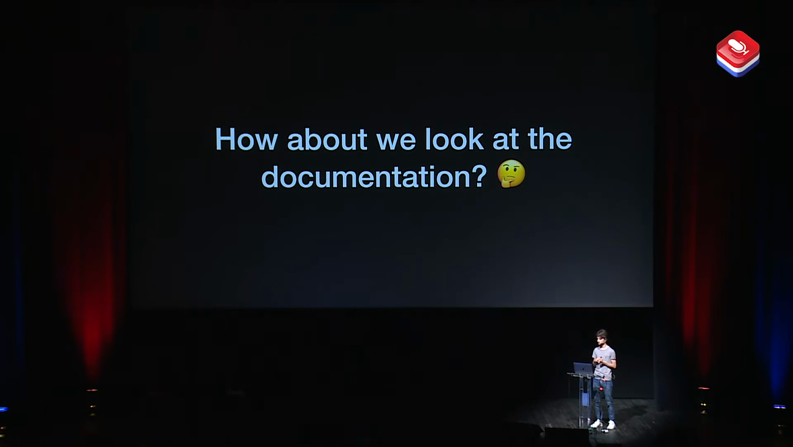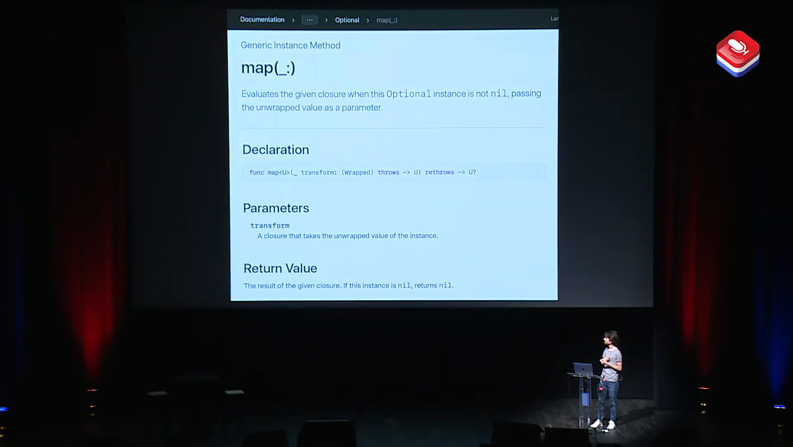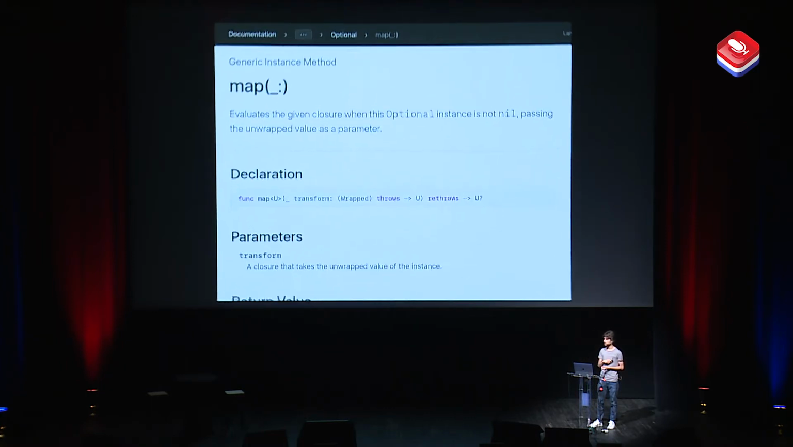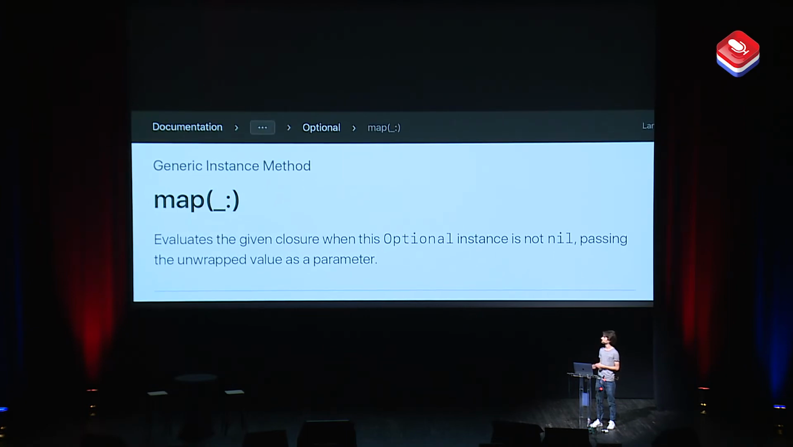So could there be a way for us to have a shorter, swiftier syntax? To do it, we're going to do something a little bit crazy. We're going to look at the documentation for optional. I don't know if you remember what Daniel said this morning, but he said that map does not only exist for arrays, it exists for a whole lot of types, and optional is one of those types where map is defined. So if we look at it, we can see that there is a generic instance method called map on the optional type, and what it does is that it's going to evaluate a closure when the optional instance is not nil, and it's going to pass the unwrapped value as the input of the closure.